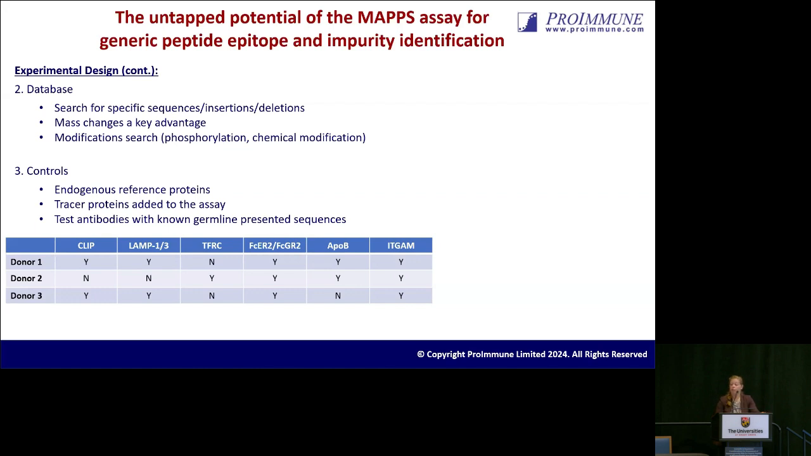And then finally, controls have been discussed throughout this entire workshop, and the MAPS assay is no exception. We work with endogenous reference proteins in the ProPresent assay. So we like to see peptides presented from at least a subset of the proteins that you see listed here so that we have confidence that the cells are behaving as they should. So we search the human proteome element of the database. Other groups use things like tracer proteins that have been added into the assay or test antibodies with known germline sequences. But again, we may have to consider other controls that are more relevant to assessing these shorter peptides versus what we would typically do with a large protein.